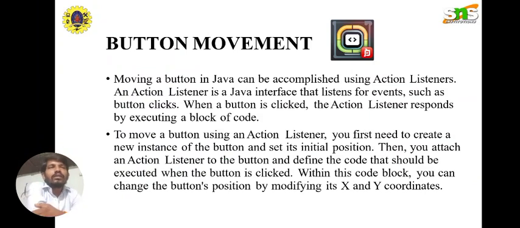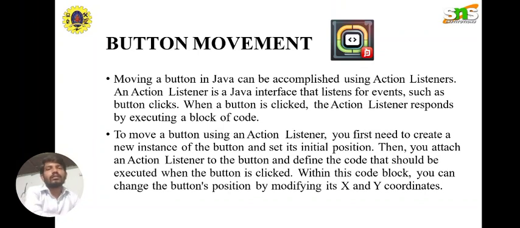Next, button movement. In Java, we use action listeners for button movement. An action listener is a Java interface that listens for events such as button clicks. When a button is clicked, the action listener responds by executing a block of code. That's why we write code for that performance. To move a button using an action listener, you first create a new instance of a button and set the initial position. Then you attach an action listener to the button and define the code that should be executed when the button is clicked. Within this block of code, you can change the button's position by modifying the x and y coordinates, and some other things.